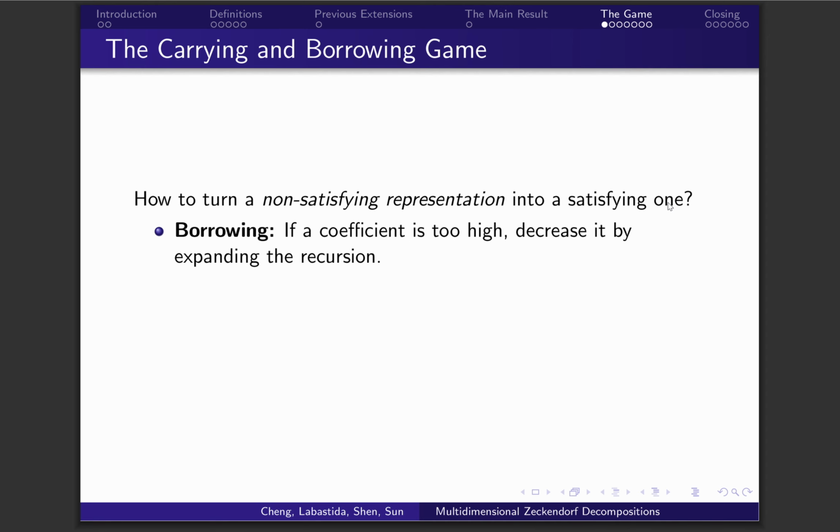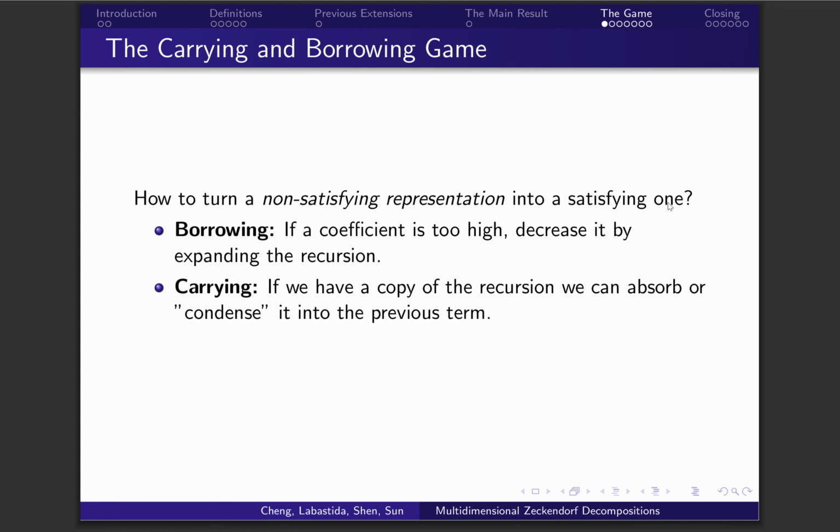The idea is simple. First, the borrowing: if a coefficient is too high, decrease it by expanding the recursion. And the carrying: if we have a copy of the recursion, we can absorb or condense it into the previous term.